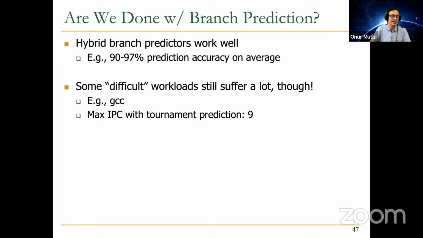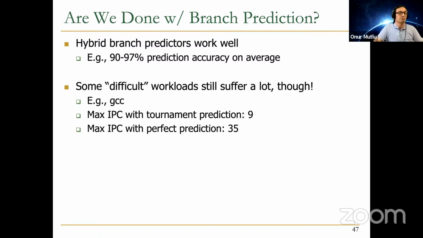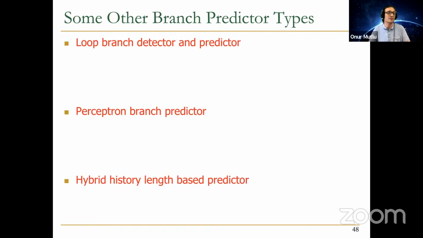And people have tried to understand the instruction level parallelism with GCC. If you have an unlimited machine with unlimited resources, the maximum IPC with tournament prediction you can get with GCC is about 9 with the tournament predictor that I showed you earlier. But if you have an unlimited machine, actually maximum IPC is much larger if you get perfect prediction. So branch prediction actually limits you significantly, even if you do this tournament hybrid branch prediction, as you can see on a difficult workload. So we need to do better, basically. And that's going to be continuously the theme over here. We need to do better. The question is, of course, how to do better.